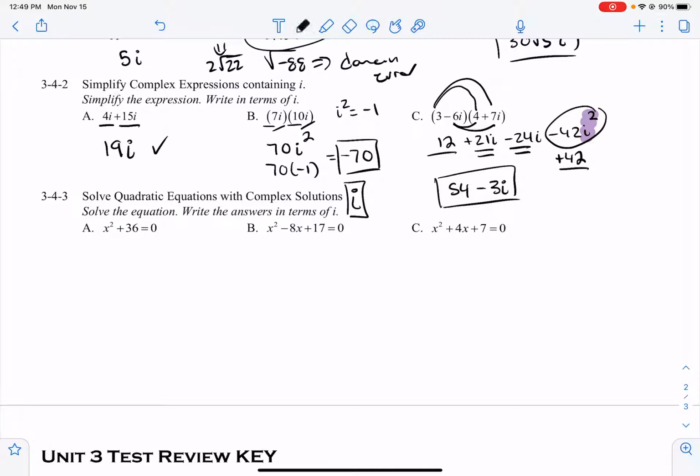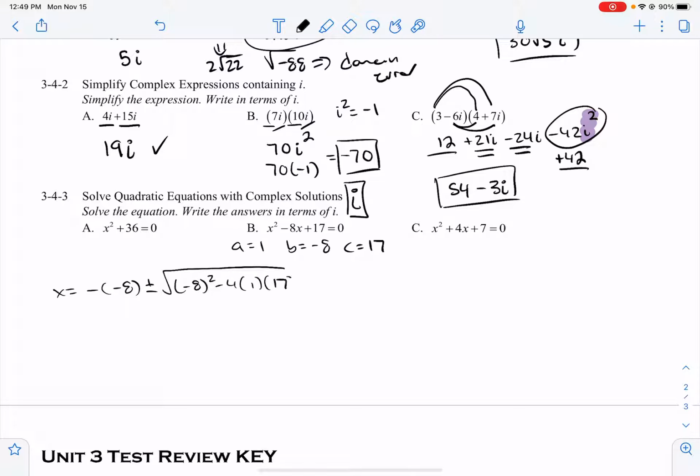Okay, so a is 1, b is negative 8, and c is 17. So x equals negative 8 plus or minus the square root of negative 8 squared minus 4 times 1 times c, all divided by 2 times 1. So now I want to simplify this piece, the inside piece, and the bottom. And when I do that, x equals 8 plus or minus the square root.